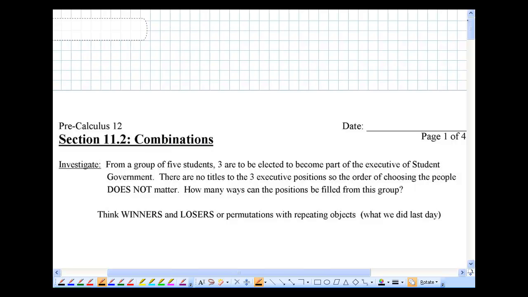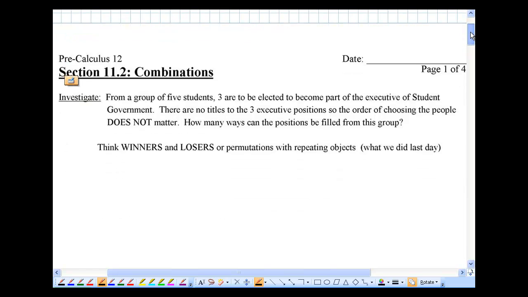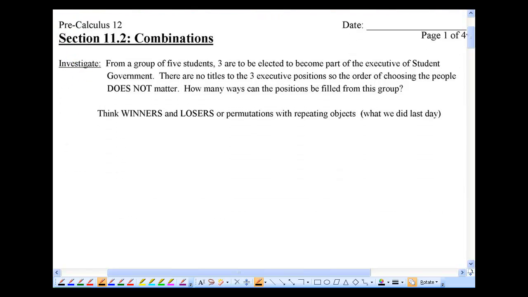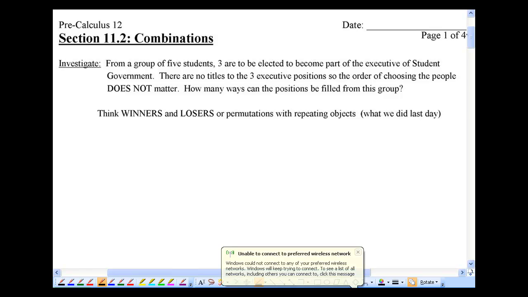Alright, we're doing section 11.2 today. The topic's called combinations, but it's connected really to what we did last day. So, to try to show you what's going on, I want you to think back to what we did last day, okay?